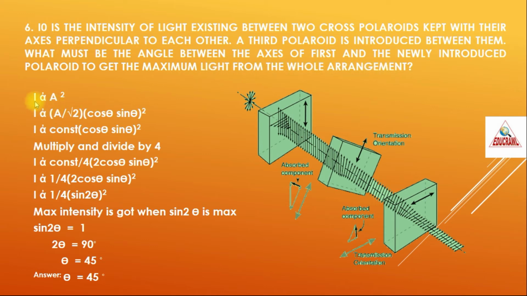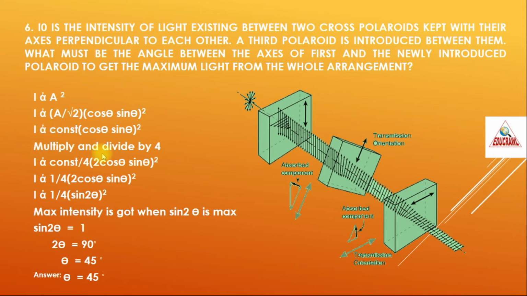We know that intensity is directly proportional to the square of the amplitude. Here the amplitude is given by A by root 2 into cos theta sin theta. Hence I is proportional to A by root 2 into cos theta sin theta, the whole square. A by root 2 is a constant. Hence we write this equation as I is proportional to constant into cos theta into sin theta the whole square.